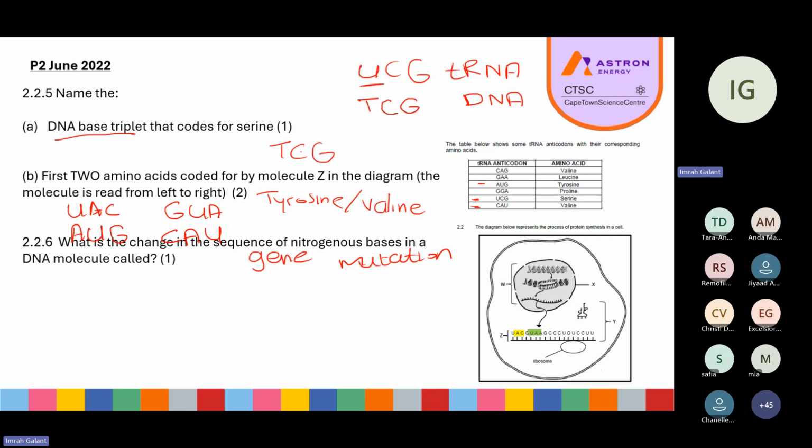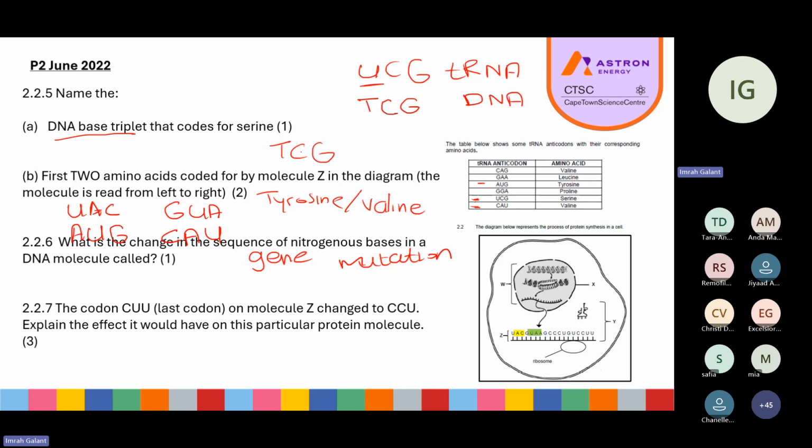Okay. Then, last question in the section. They say over here, the codon CUU, the last codon. So let's just quickly highlight that again. So they say that the last codon, CUU, which is that over there on molecule Z, changed to CCU. Explain the effect it would have on this particular protein molecule. So let's quickly look at this a bit more in detail.